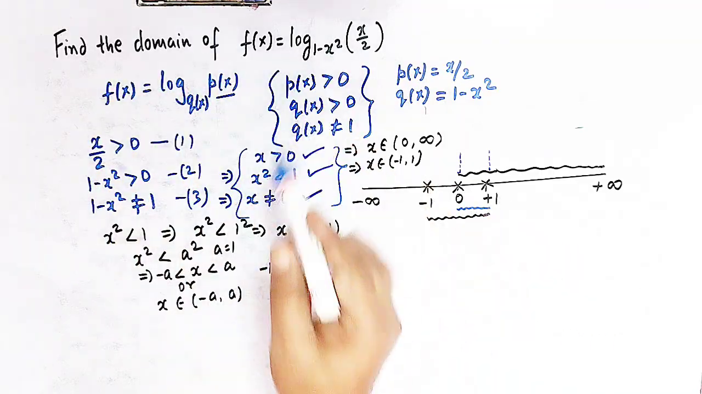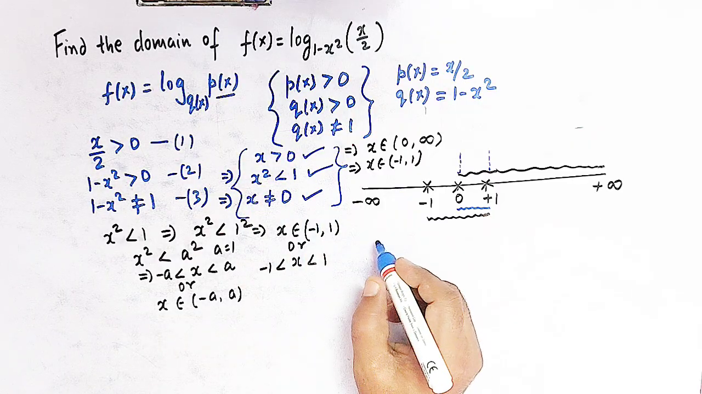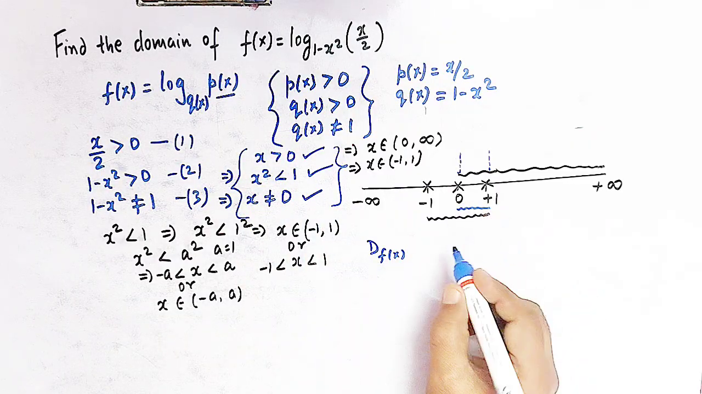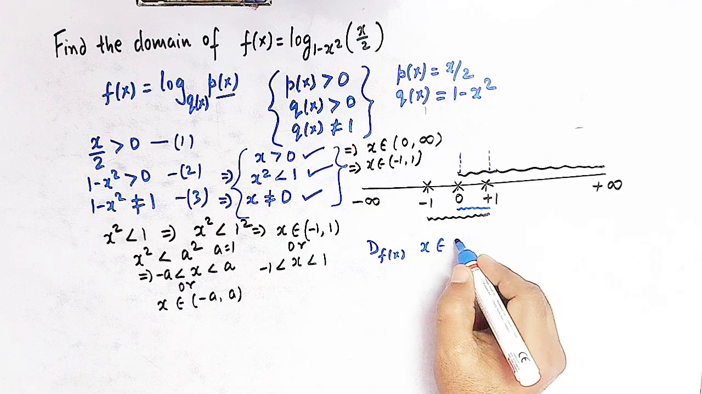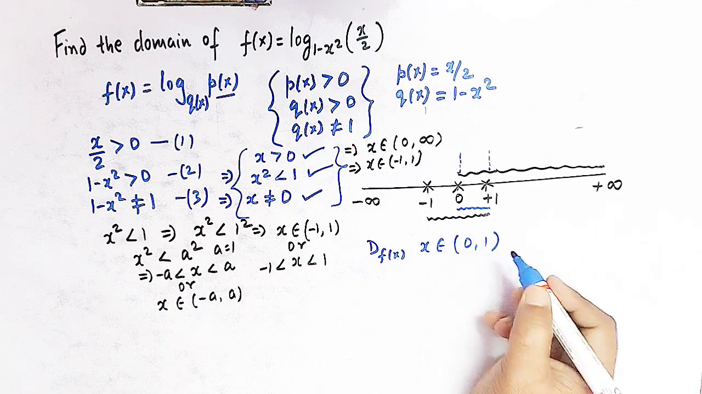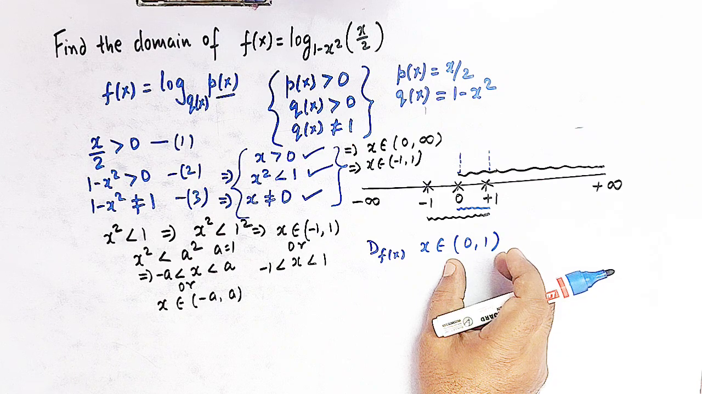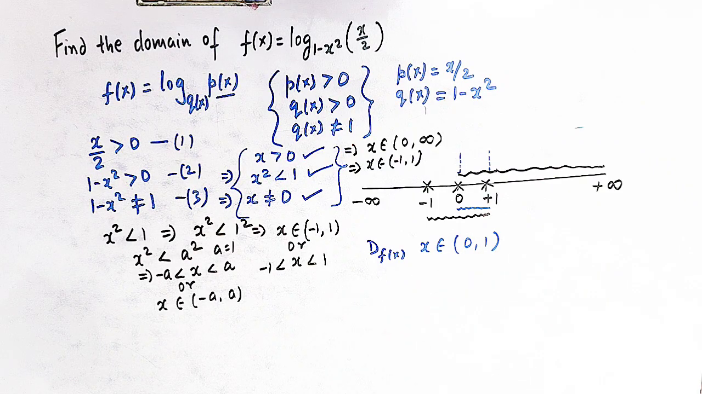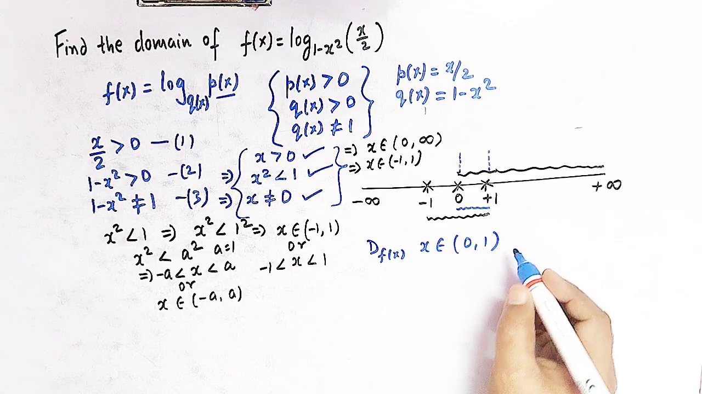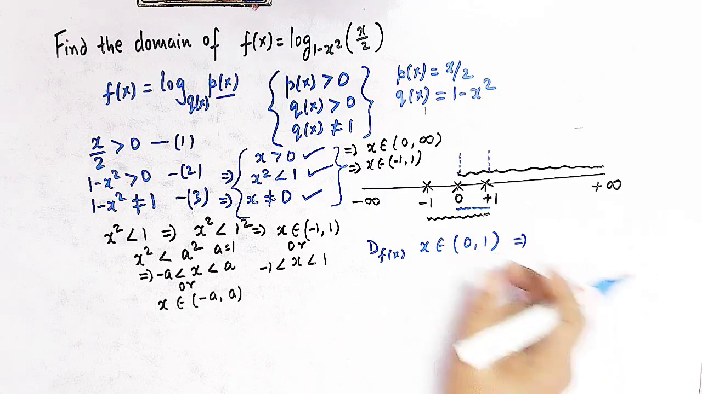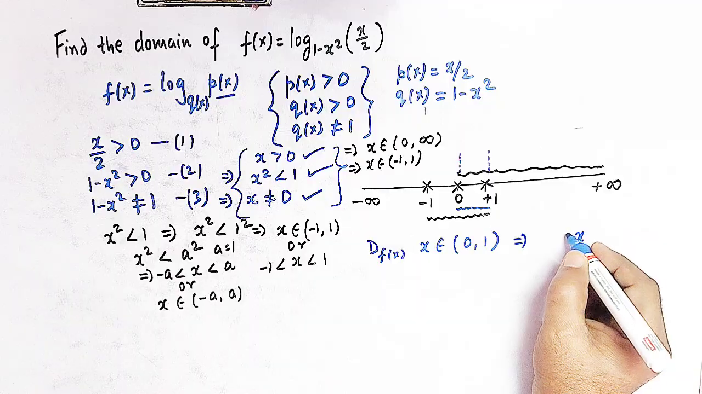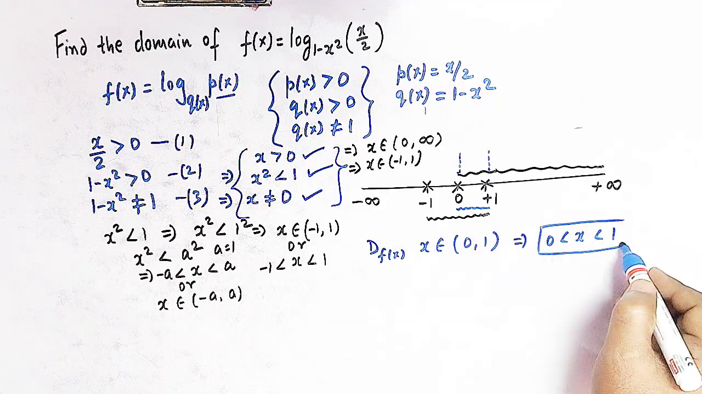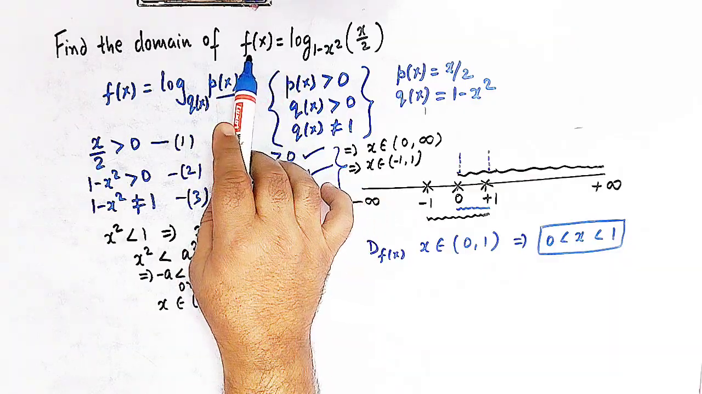So the domain of this function, f of x, is given by this interval, x belonging to 0 to 1, and this is an open interval, so the endpoints are not included. We can also write this interval as x greater than 0 and less than 1. So this is the required domain of this function.